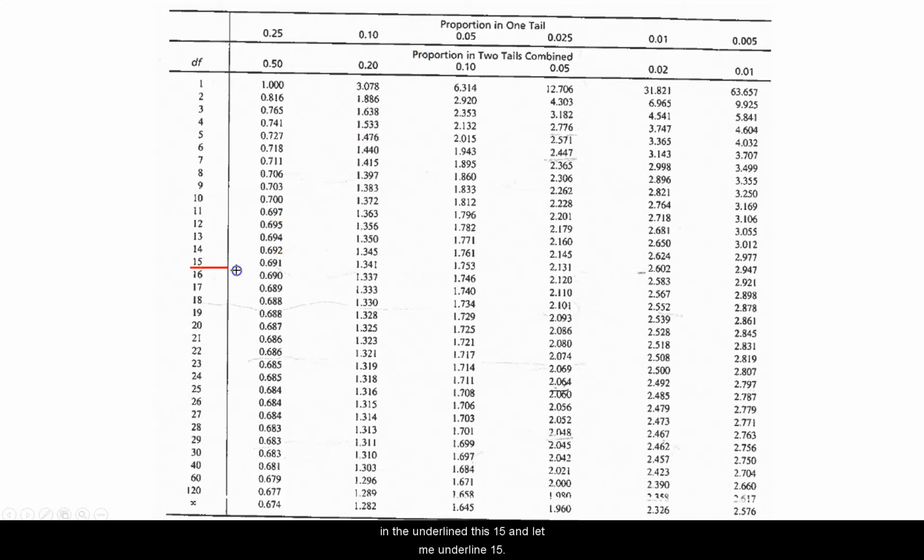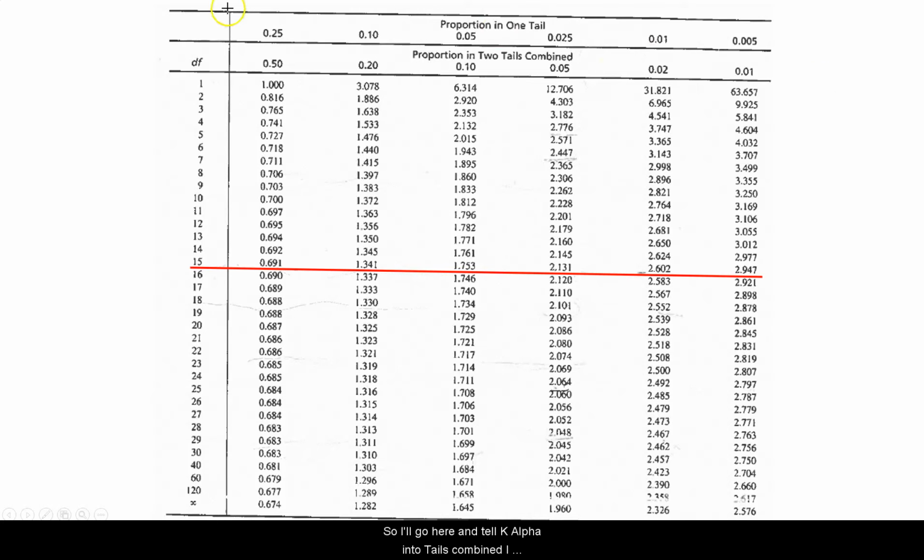And let me underline 15. I know this is slightly crooked, and I'm mortified about that, but I really had trouble with the table. So I've underlined 15 degrees of freedom. And then let's say the next thing that they told us was that we want alpha of .05 two-tailed. Alpha of .05 two-tailed. Okie dokie.